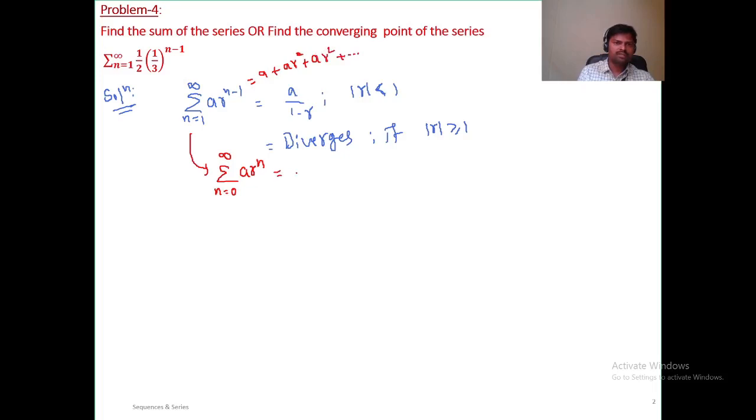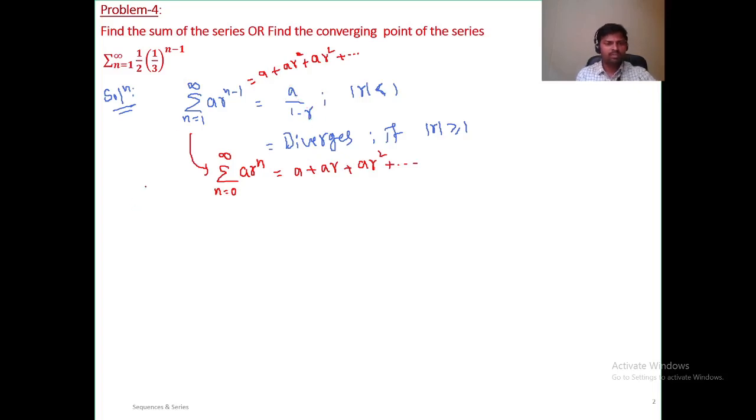If n is 0, the first term is A, second term is A r, third term is A r square, and so on. I am just changing the index, n from 0 to infinity, then here r power n. Observe all these things, but the result is the same. It converges to A by 1 minus r. What is A? The first term of the geometric series, and r is the common geometric ratio.